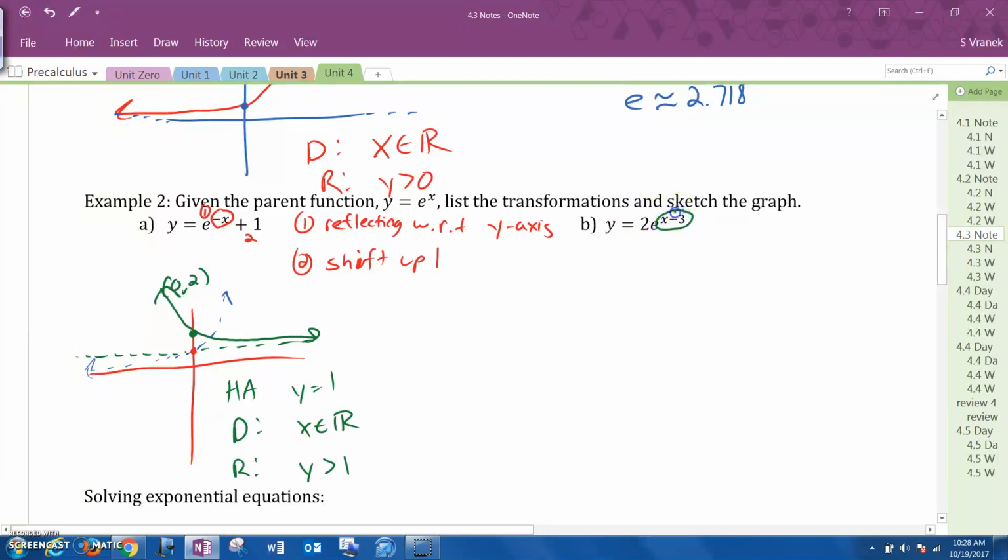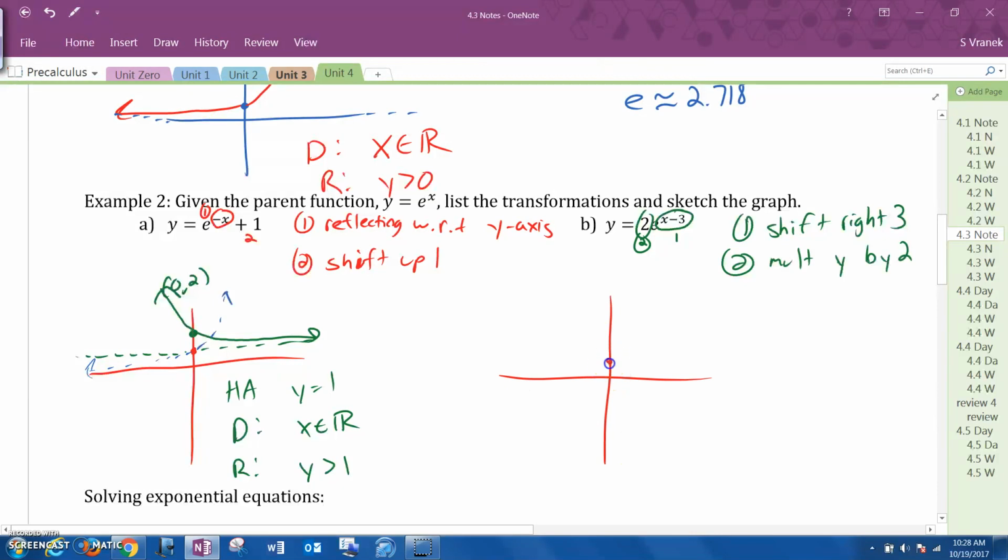Over here, again, start with the horizontal stuff. That's step 1, which is shift right 3. And then we are multiplying the y by 2, which is a stretch. That's what this one is here, the vertical stretch. So let's think about what that looks like. So the original, again, is at the point 0, 1, and it kind of looks like this. This is the original.